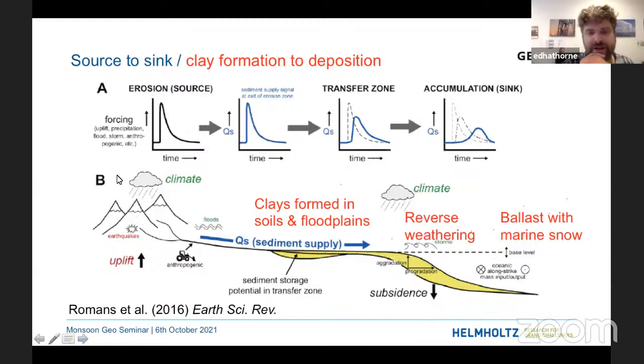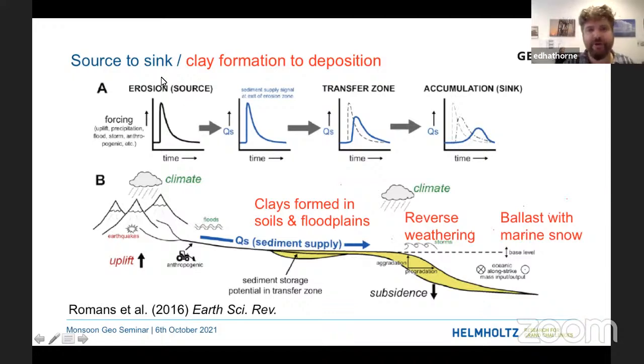Now, when we're talking about clays, this is the source to sink idea. I took this cartoon from Romans, where you've got a forcing, a climate signal maybe, and then a weathering signal. And then this is changed, this is altered a little bit in the transfer zone, which is the sort of floodplains, before you can read it in the sedimentary record.